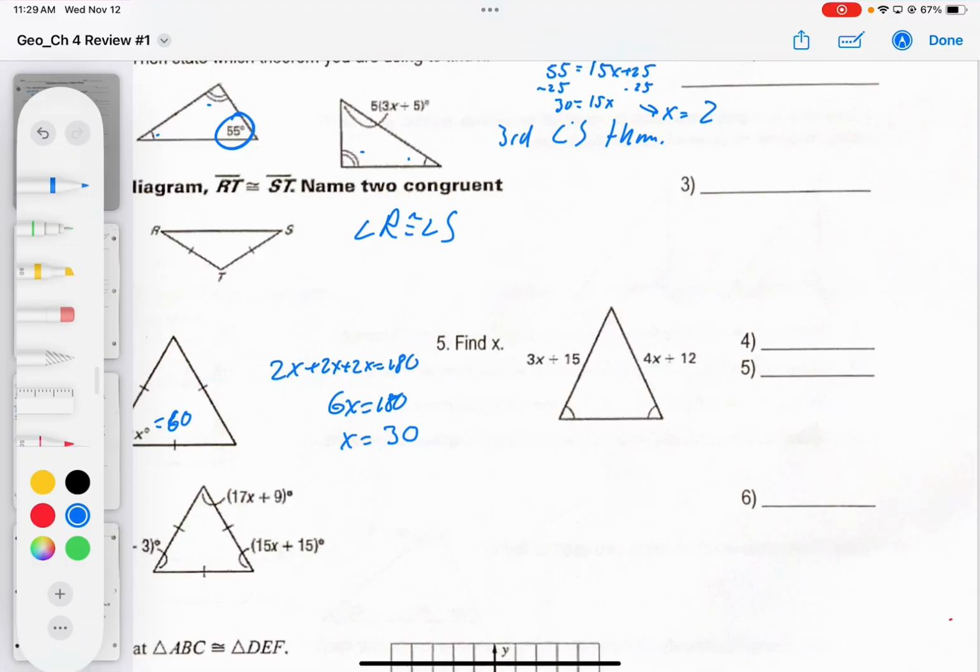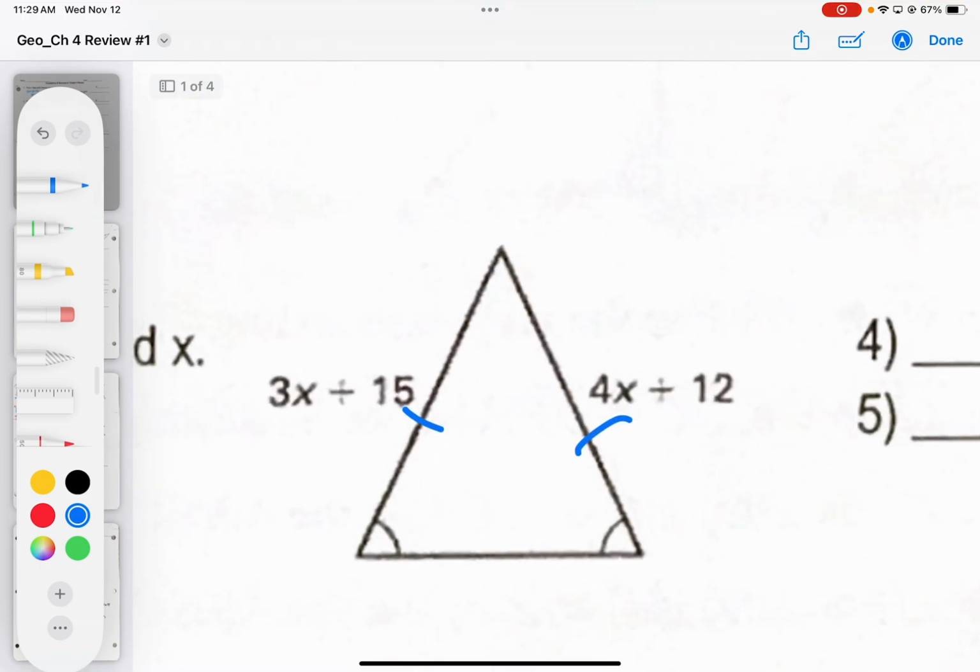No one did 5. You guys tell me what type of triangle do we have? Isosceles. These 2 sides are the same. So then those are addition signs. Those look like division. Yeah, but we never put division. I mean, you never know.